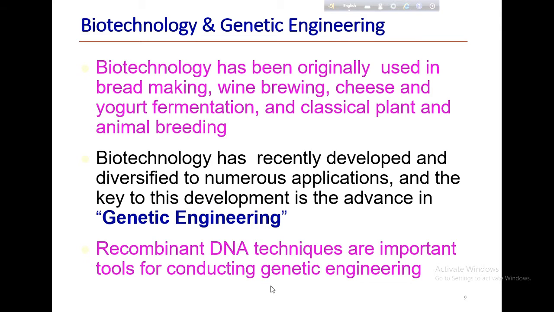Sometimes I ask you the question: what is the key ingredient or the key terminology for biotechnology? The answer should and must be genetic engineering, not recombinant DNA technology. If I ask you the question, what is the key for genetic engineering, then you have to answer it is recombinant DNA technology or recombinant DNA techniques.